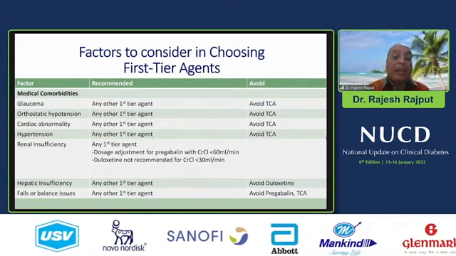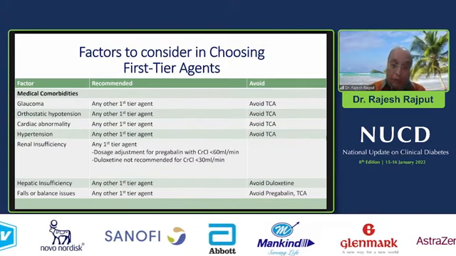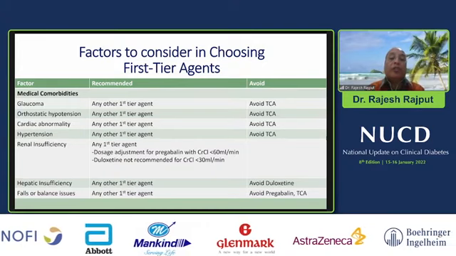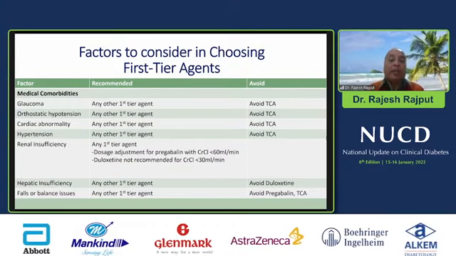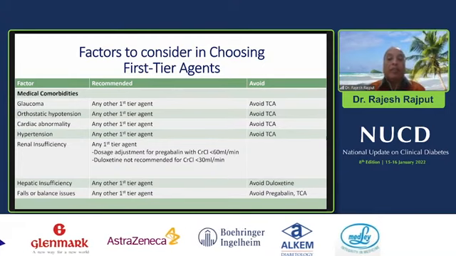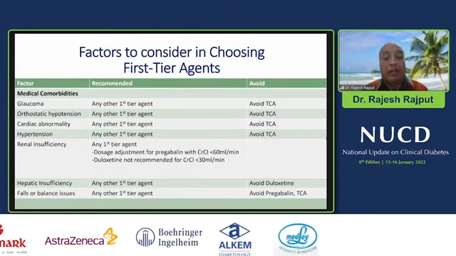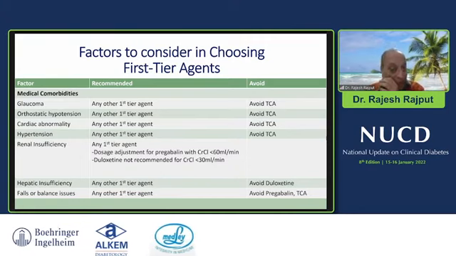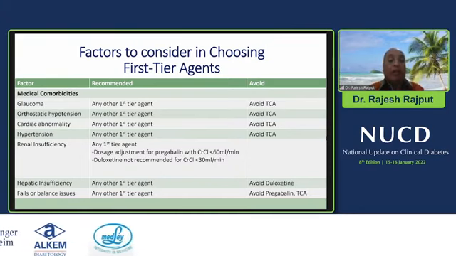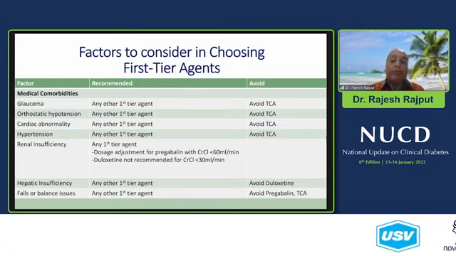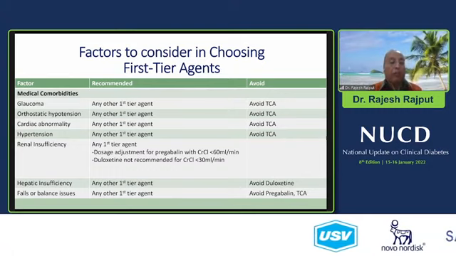If the patient has renal insufficiency, then you can use any first-tier agent, but then you have to change the dosage of pregabalin with creatinine clearance less than 60, and duloxetine is not recommended with creatinine clearance less than 30. And I have written these things with purpose because we have seen prescriptions where these drugs are written irrespective of their eGFR. If the patient has hepatic insufficiency, then out of the first-tier agents, duloxetine is to be avoided.